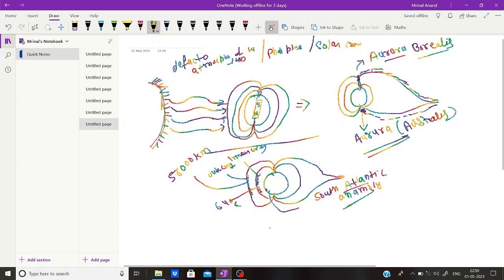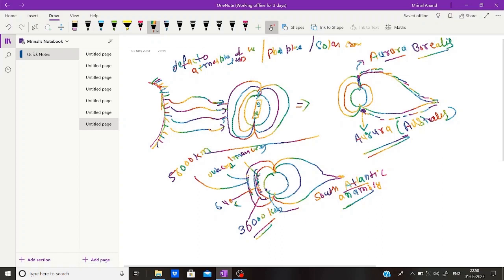So why am I discussing this topic? Because whenever we put our satellite in the geostationary orbit, it is at a height of 36,000 kilometers. So why is this 36,000 kilometers?